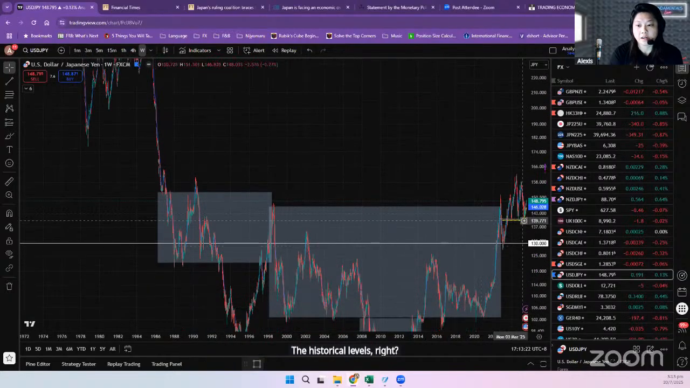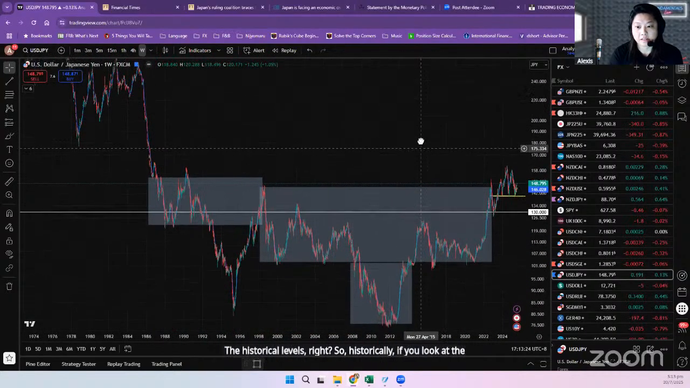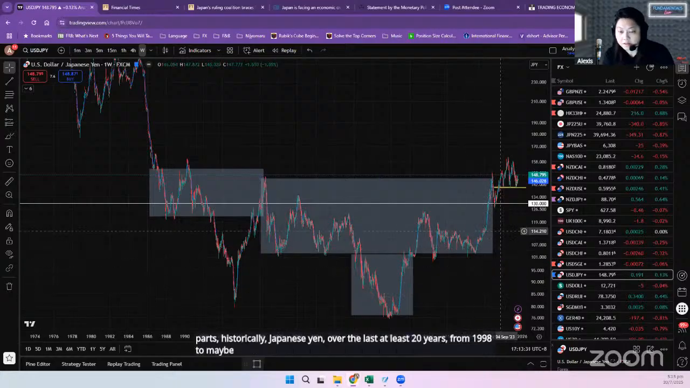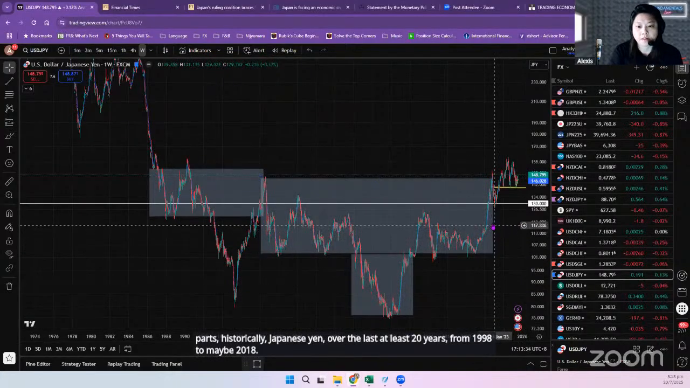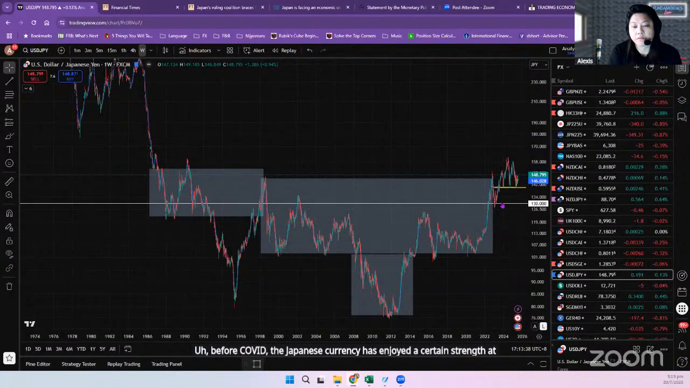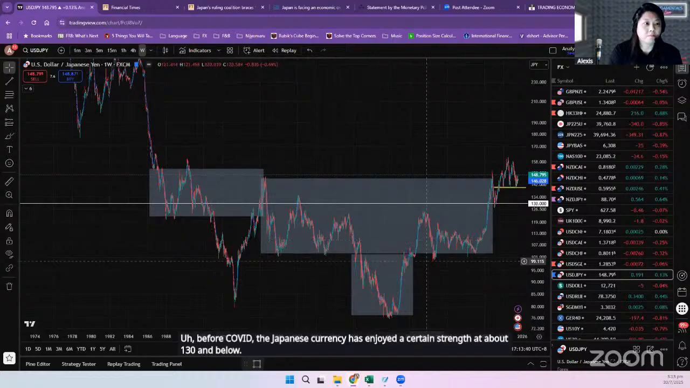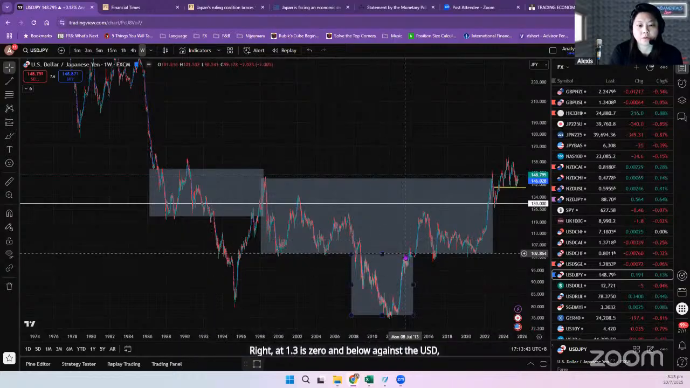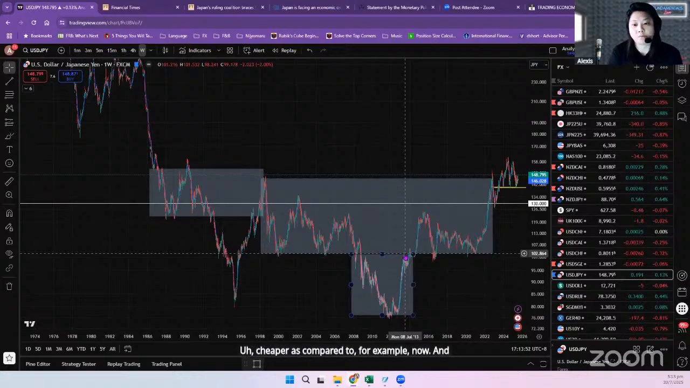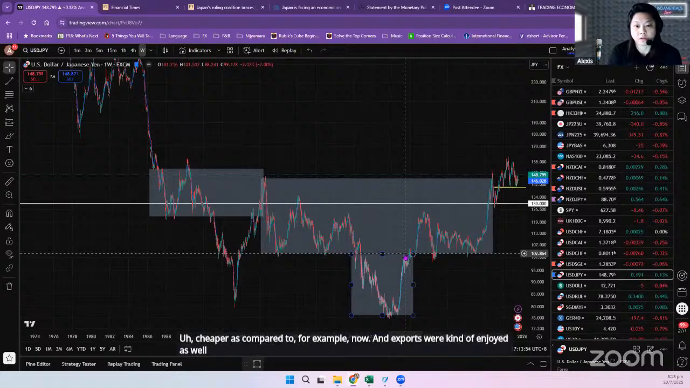Historically, if you look at the grayed out parts, over at least 20 years from 1998 to maybe 2018, before COVID, the Japanese currency enjoyed a certain strength at about 130 and below against the USD. It's what we call a power currency, where imports into Japan are considered cheaper, and exports also enjoy it because the Japanese currency is doing quite robustly.